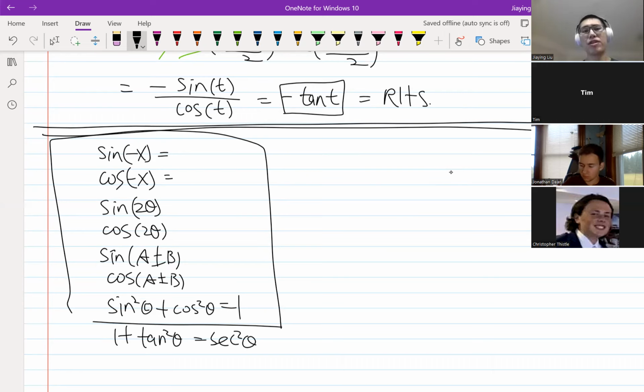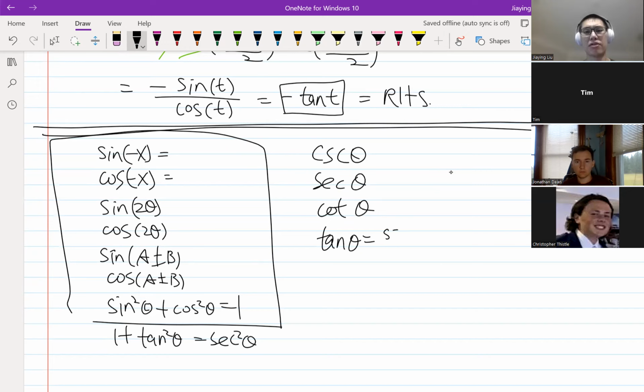And obviously you have to know the definitions of secant, cosecant, and also cotangent, right? Those are just the reciprocals of cosine, sine, and tangent. You have to know them. You also should know that tangent theta is equal to sine over cosine. It's nothing new. I'm sure you all know it by now, but it's just something that you should know.